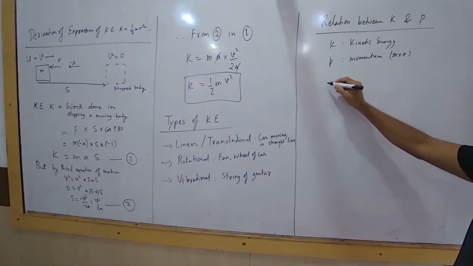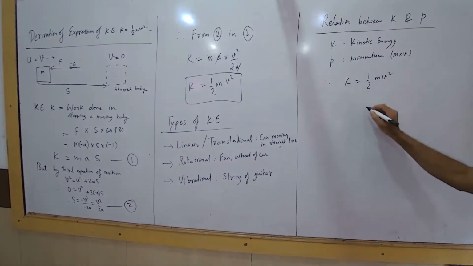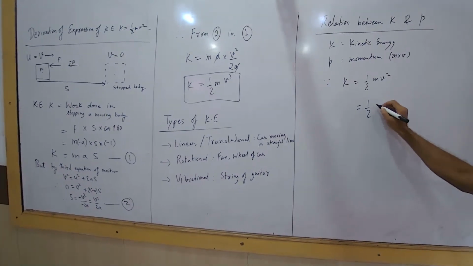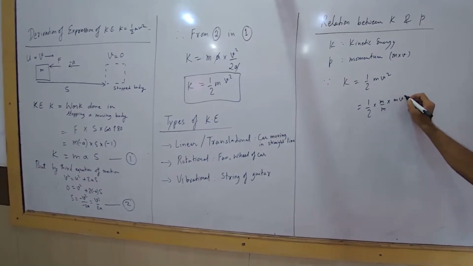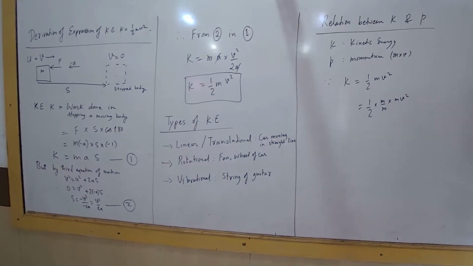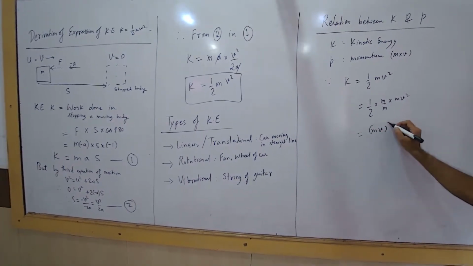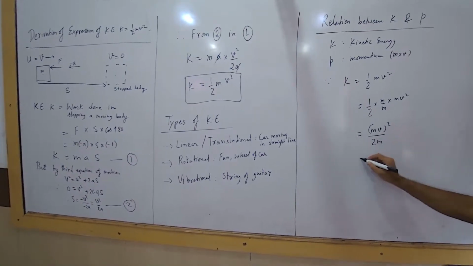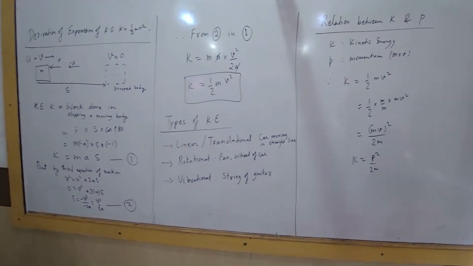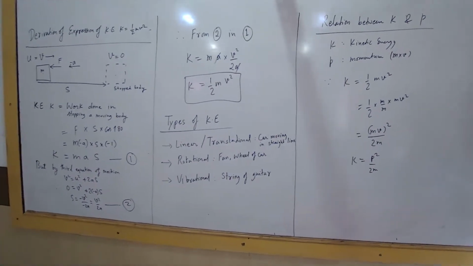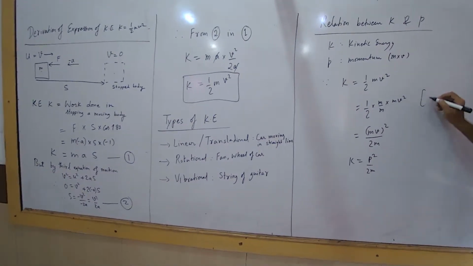So what is the relation? Since K is equal to 1 by 2 mv square, we can multiply and divide by m. So you get (mv) whole square by 2m, which is half into p into p by m. This is the relation. Multiply and divide by m.